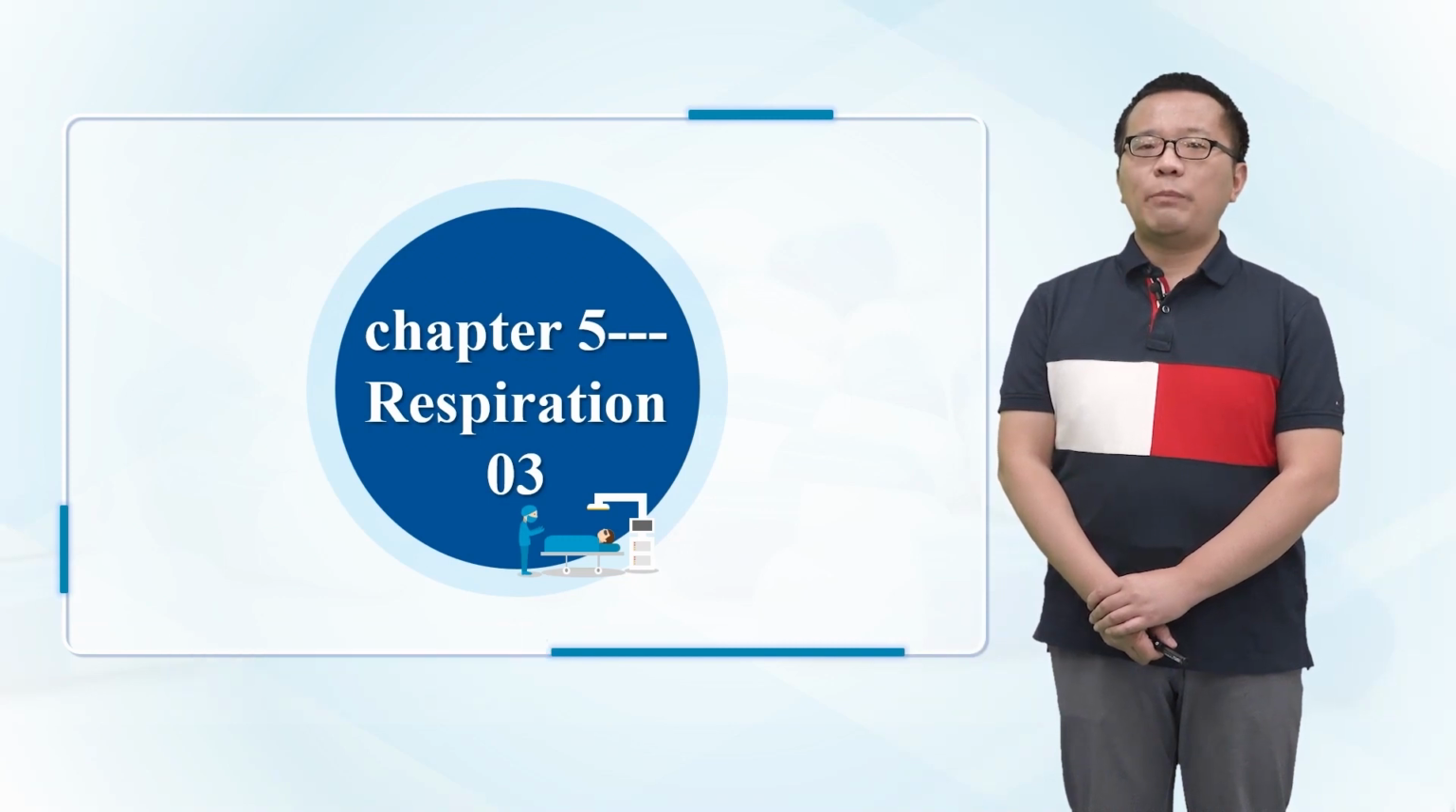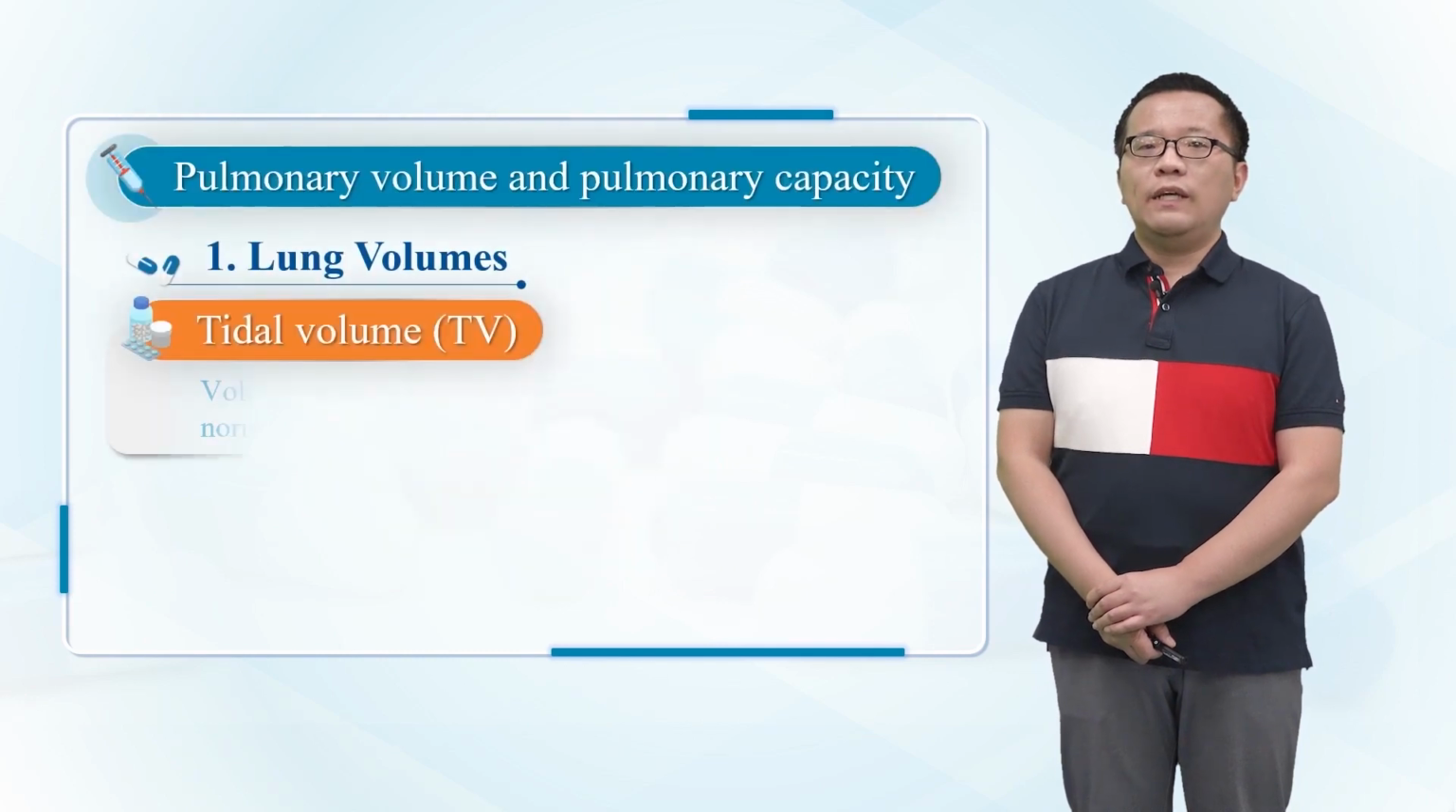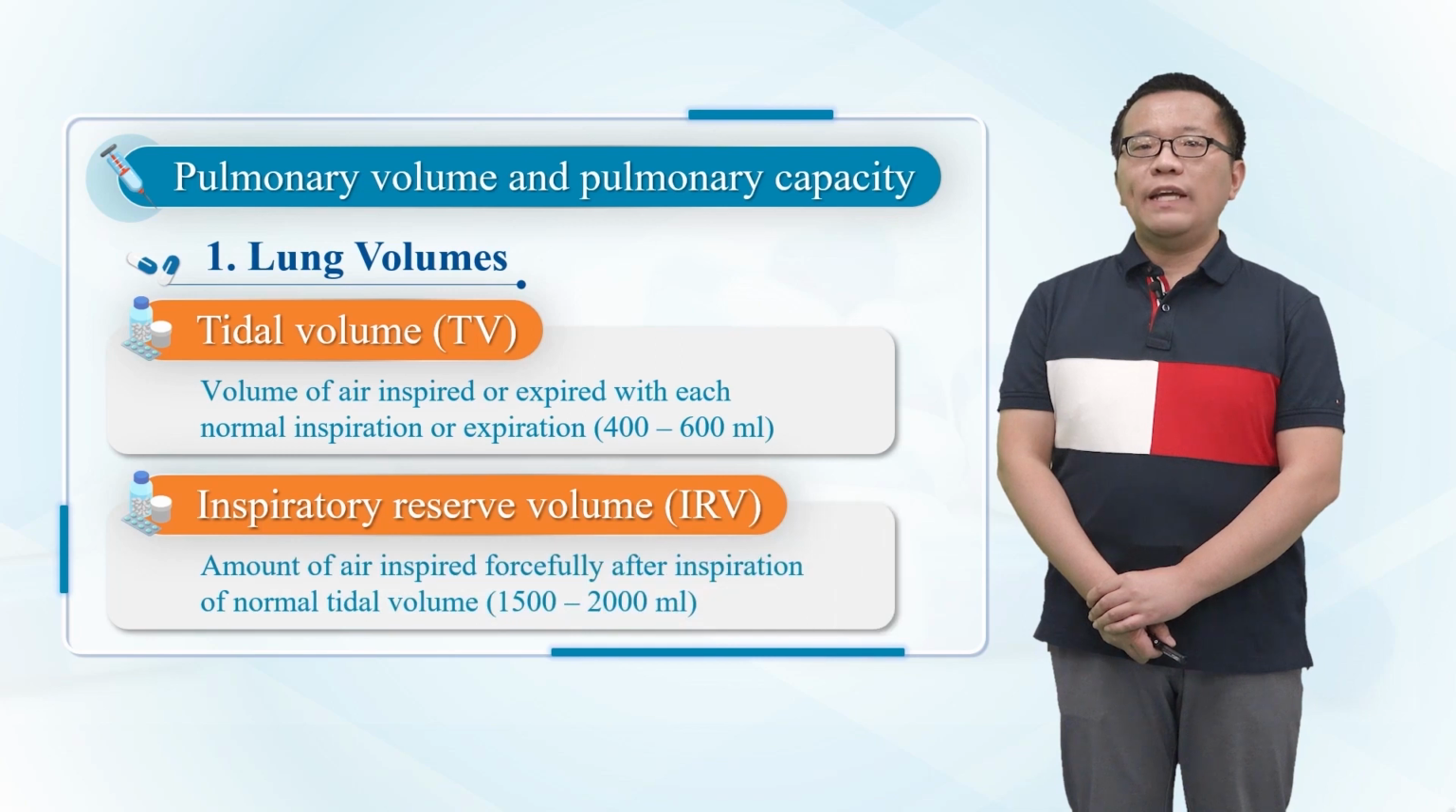Now we talk about pulmonary volume and pulmonary capacity. The first is tidal volume. TV is the volume of air inspired or expired with each normal inspiration or expiration. It is about 400 to 600 milliliters.